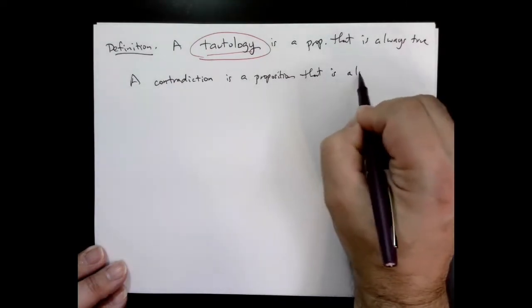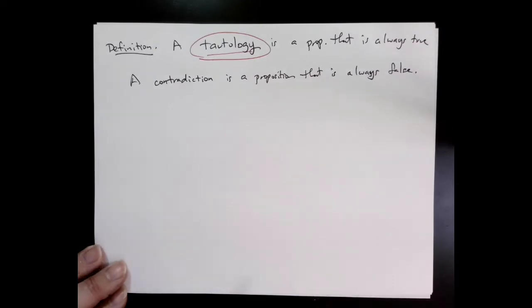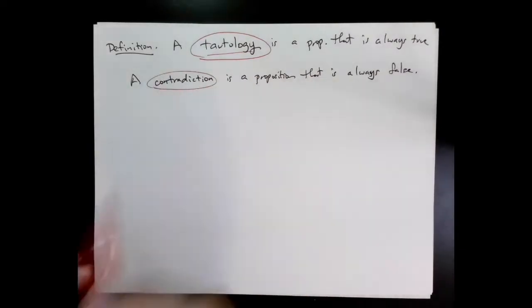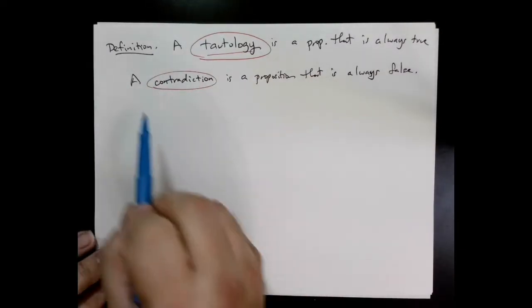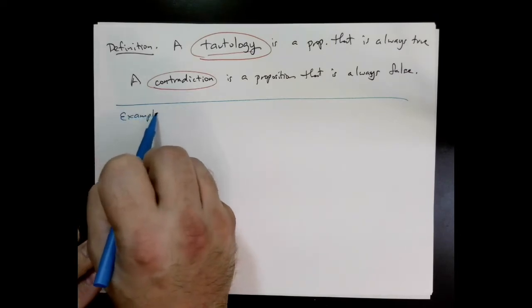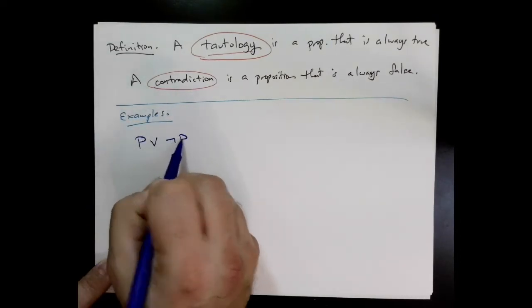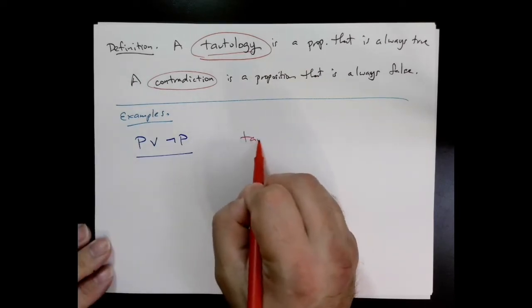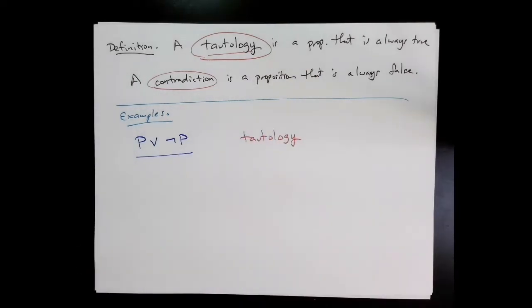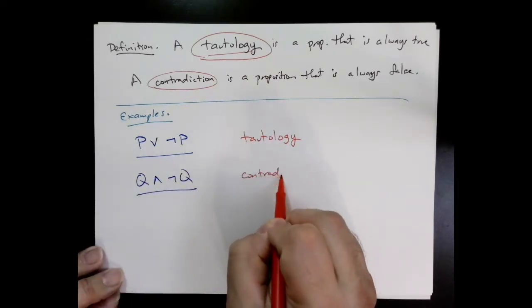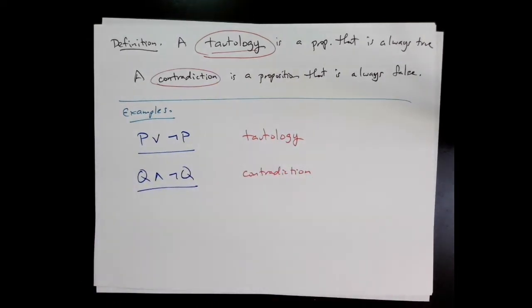Here's some examples. First, note that P or not P is always a tautology. One way to see this is to note that when we have P and not P, exactly one of those is going to be true. And remember, when we take the or of 2 things, we only need one of them to be true. So no matter what the value of P is, P or not P will be true. Similarly, Q and not Q is a contradiction.